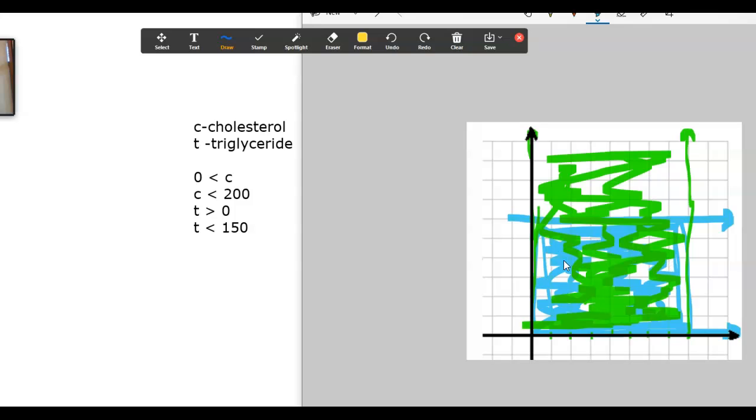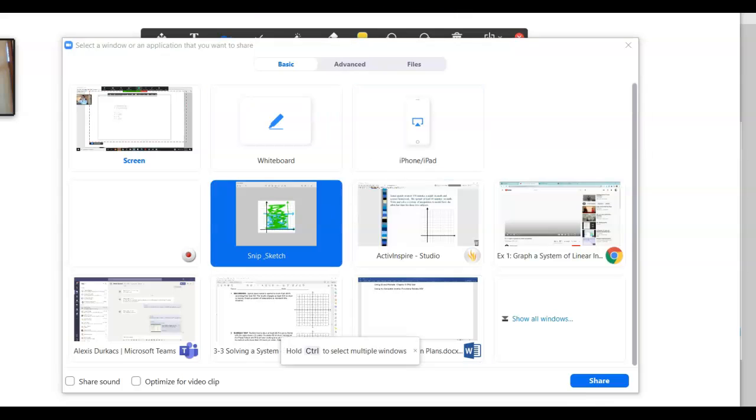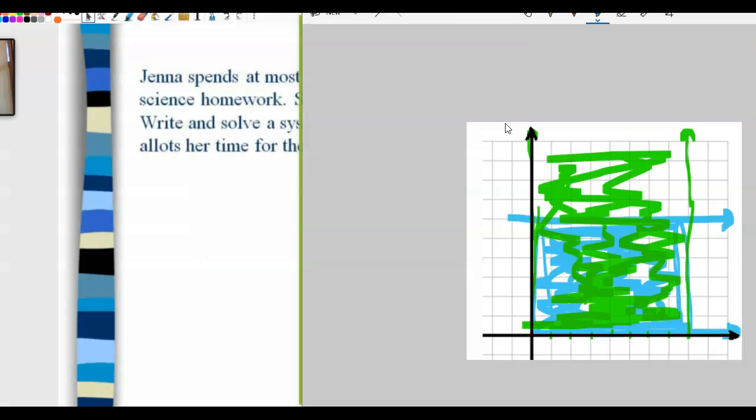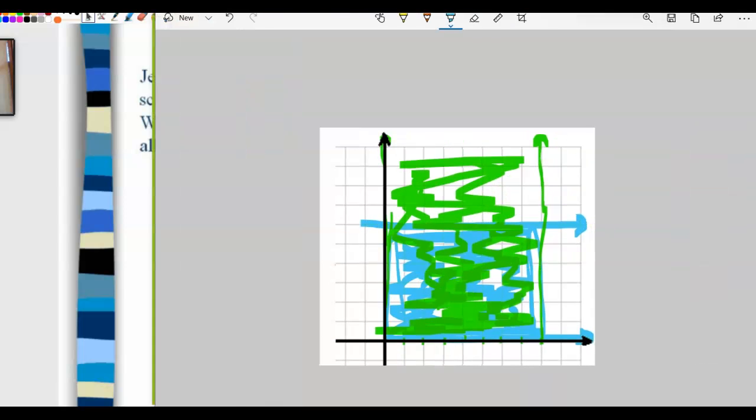I can't see the graph. Oh, let me hit, okay, new share. I forgot, I didn't have my whole screen on, sorry. No, you're fine. You can see it now though, right? Yeah, I could kind of visualize it. Okay, yeah. Learning my Zoom still.